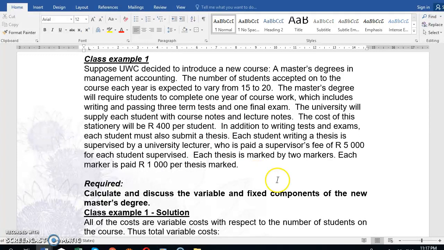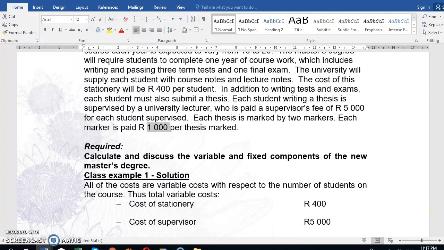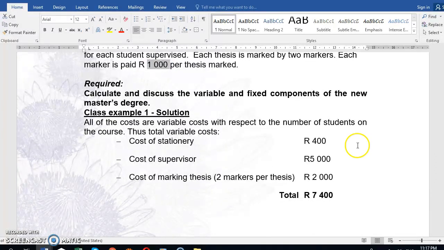All of these costs, the course notes, the supervisor fee, as well as the marking of the thesis, are variable costs because they change with the number of students. In this example that comes to a total of $400 for the stationery, $5,000 for the supervisor, and remember there are 2 markers per thesis, so that gives you a total of $2,000. In total we have $7,400 and they are all variable costs.